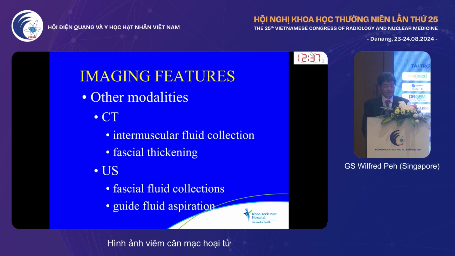CT can show intermuscular fluid collections and fascial thickening, but not as well as MRI. And ultrasound also shows fluid collections in the deep fascia. Ultrasound is also useful for guiding fluid aspiration.